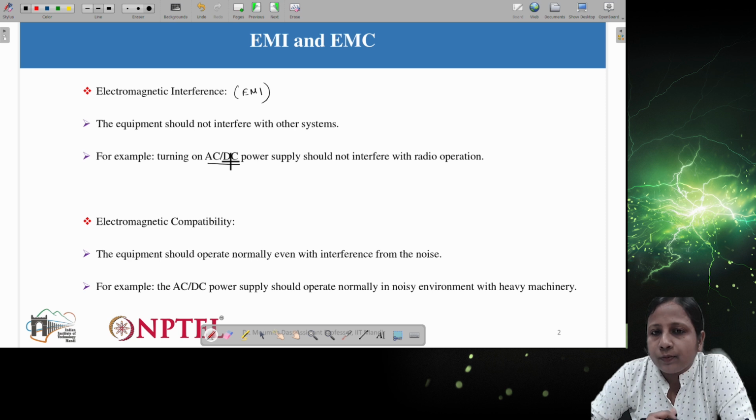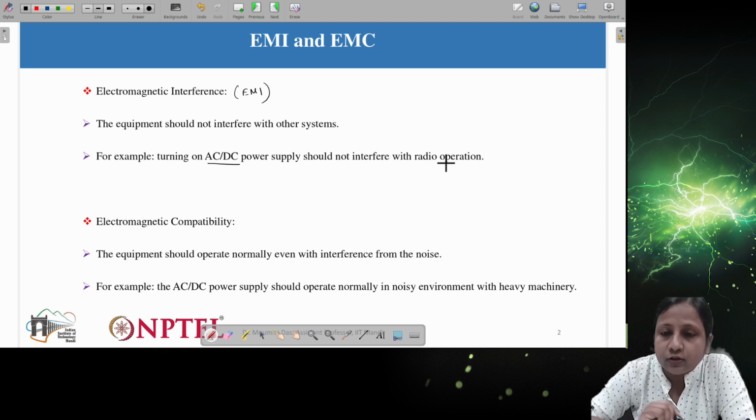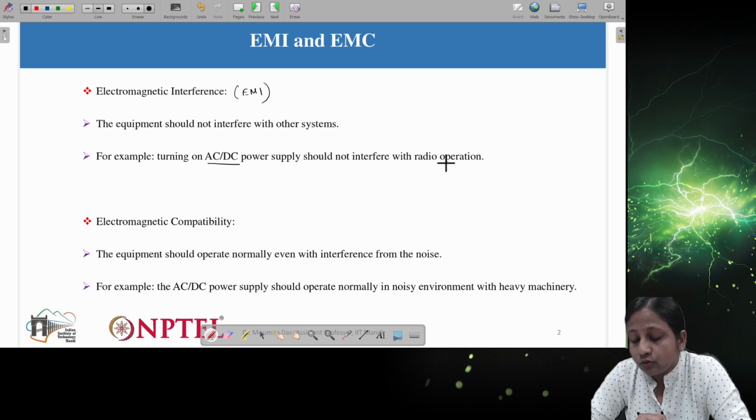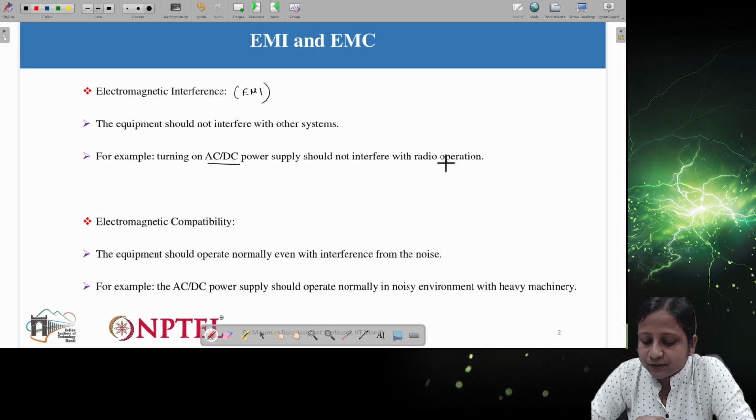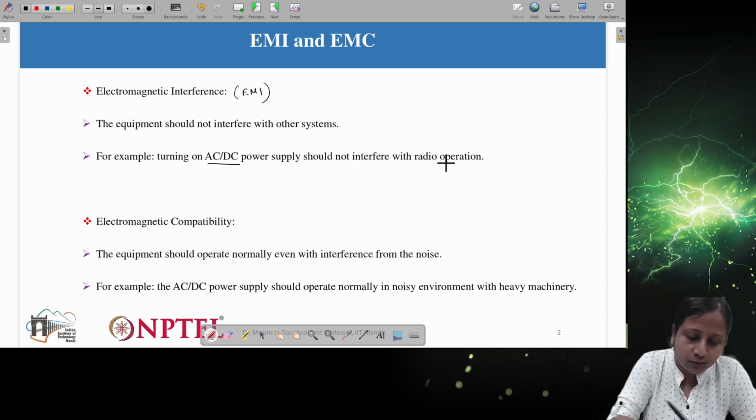in any equipment the power supply will be there, right? This AC to DC power supply should not interfere with radio operation. So what is this radio operation? When we say radio operation, it must be in a particular frequency range. So what are these frequency ranges? We know about different frequency ranges.